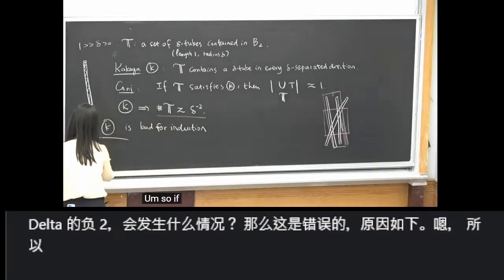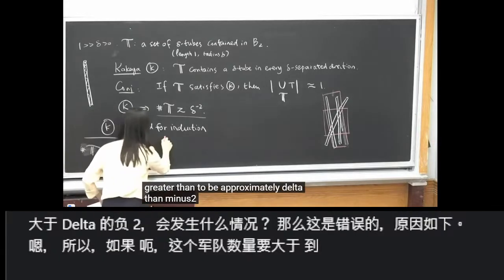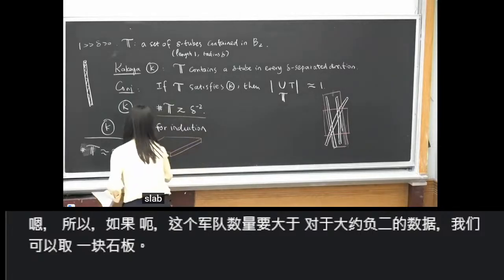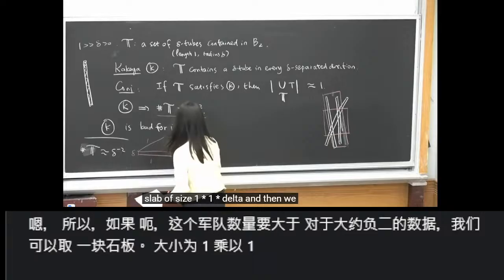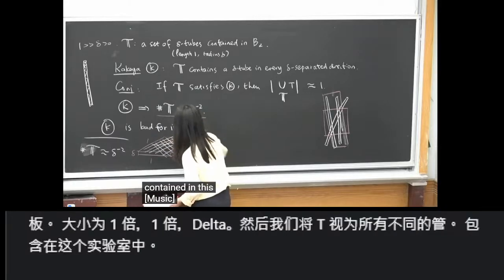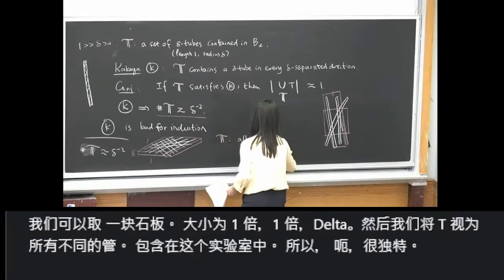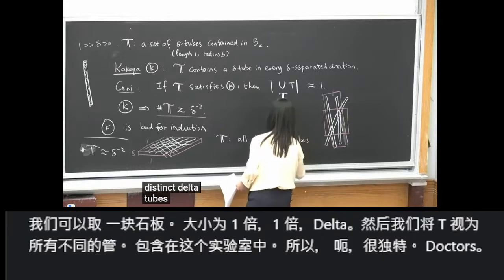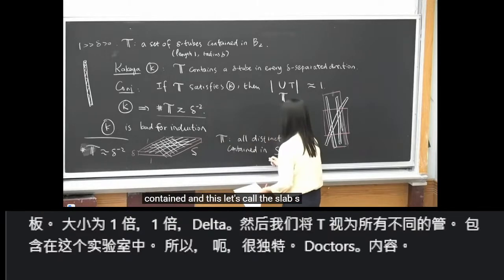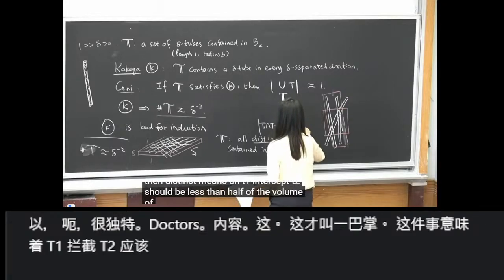So if the number of tubes is approximately delta to the minus 2, we can take a slab of size 1 times 1 times delta, and then we take T to be all the distinct delta tubes contained in the slab. Let's call the slab S. Then distinct means T1 intersect T2 should be less than half of the volume of T.